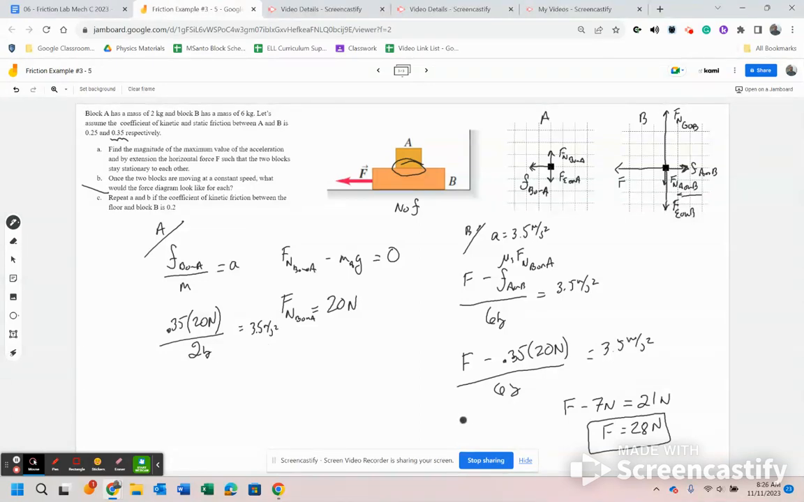Now, once it reaches a speed, essentially F will go away. Then you have the two blocks moving together as one. If you have nothing pulling it to the right, A and B will not have a static friction force between the two of them. Therefore, the two force diagrams will just be the vertical forces only.